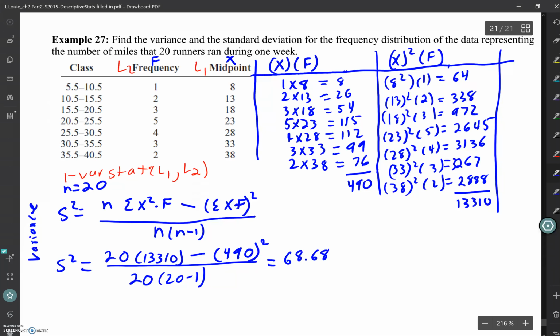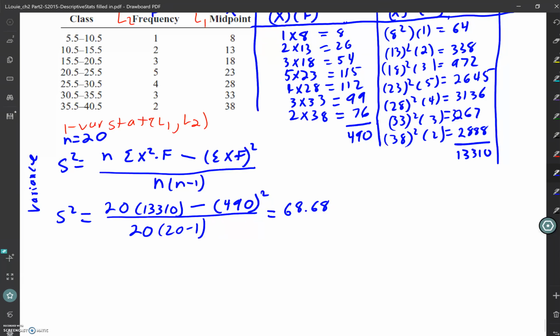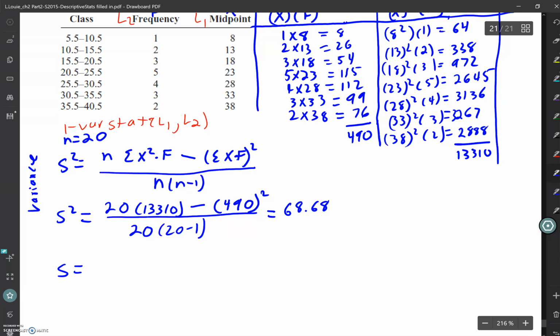68.68? All right. Do we all agree? Perfect. So if I have that as my variance, what is my standard deviation going to be? If I have the variance, how do I get to the standard deviation? Take the square root of it. So 68.68 square rooted, that's going to get me to 8.29. All right.